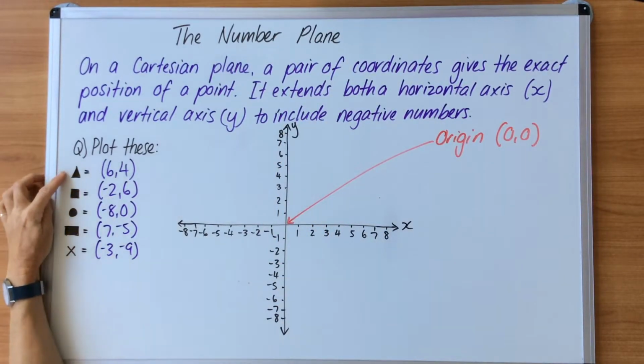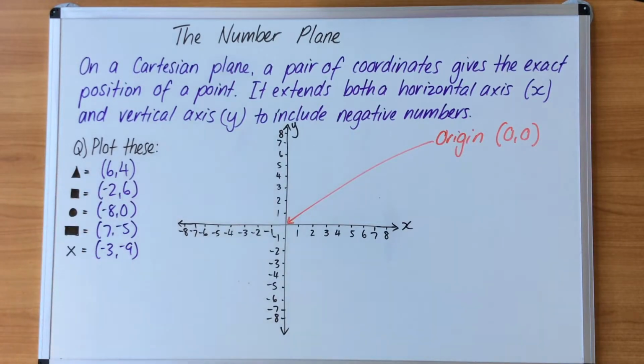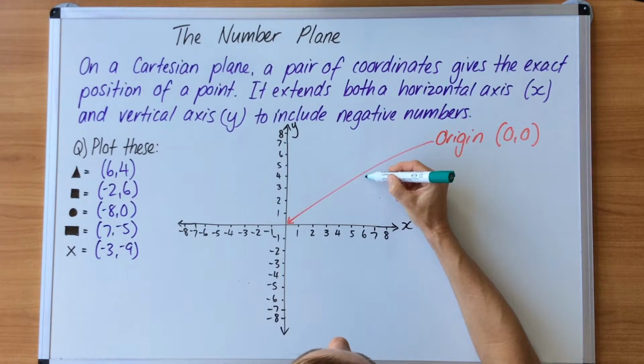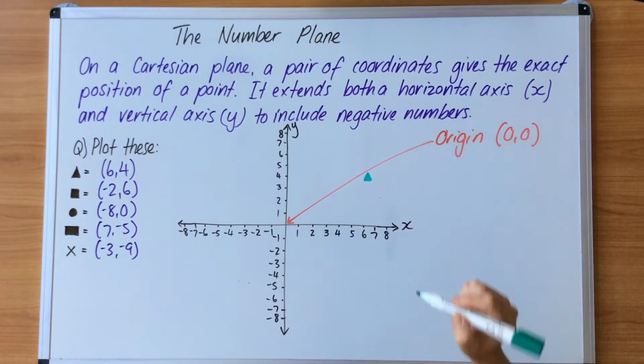Let's take a look at this one here, a triangle, 6, 4. So we're going to plot this on here. 6 means x-axis, we're going in a positive direction to number 6. And then the y-axis is 4. So we go across 6 and up 4. Now mine's going to be a bit rough compared to what you'll be able to do with the grid, but that's where our triangle will sit.